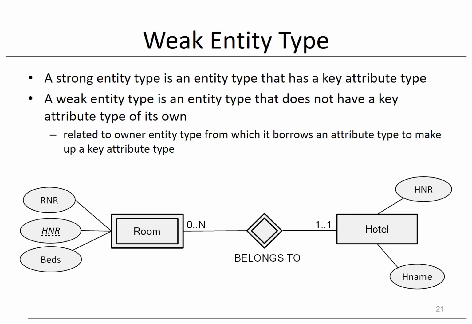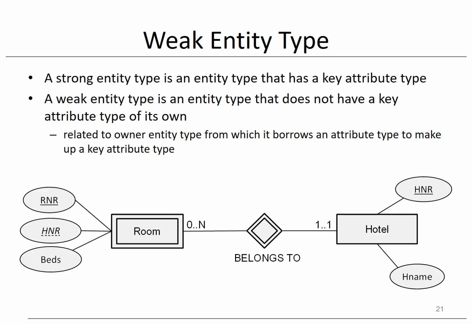A strong entity type is an entity type that has a key attribute type. In contrast, a weak entity type is an entity type that does not have a key attribute type of its own. More specifically, entities belonging to a weak entity type are identified by being related to specific entities from the owner entity type, which is an entity type from which they borrow an attribute type. The borrowed attribute type is then combined with some of the weak entity's own attribute types, also called partial keys, into a key attribute type.